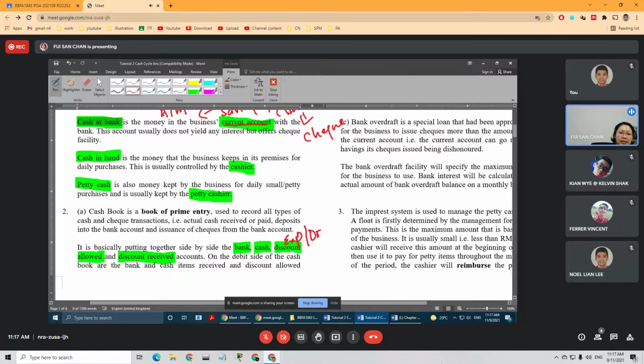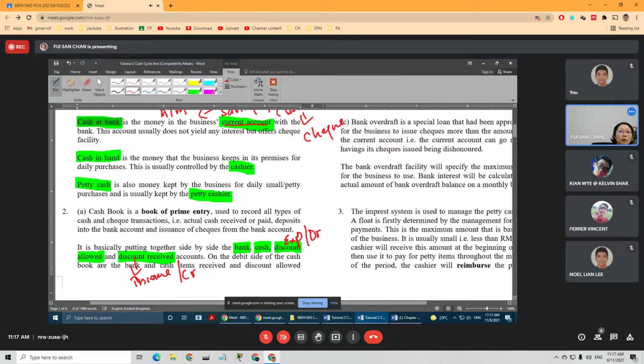Now, discount received is what we receive from our supplier. Our supplier gives us a discount, so this is our income. And all income is on the credit side.